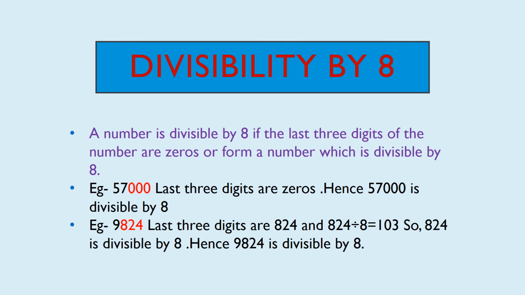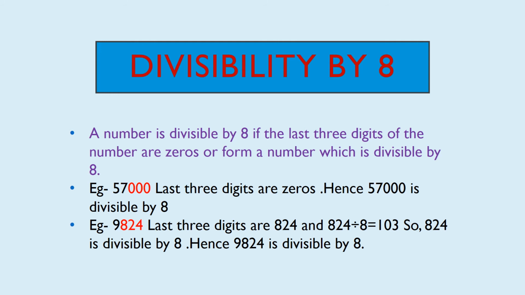Now let us check divisibility by 8. A number is divisible by 8 if the last three digits of the number are zeros or form a number which is divisible by 8. Now in 4 we have seen the last two digits. Here we see the last three digits of the number are zeros or form a number which is divisible by 8. Now see the example 57,000.